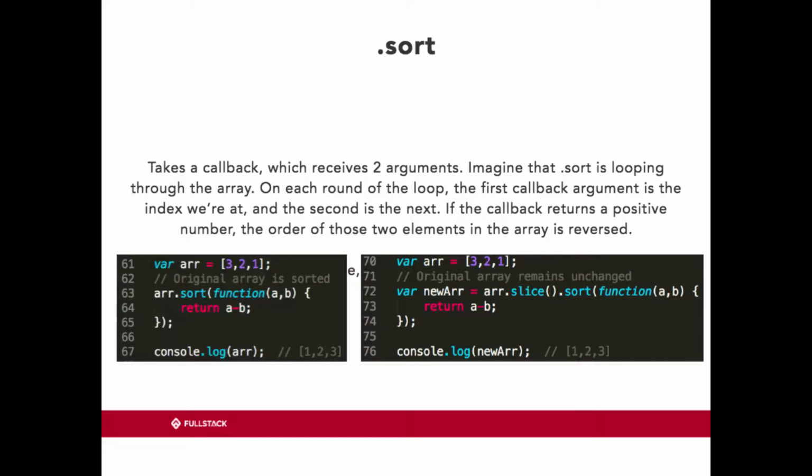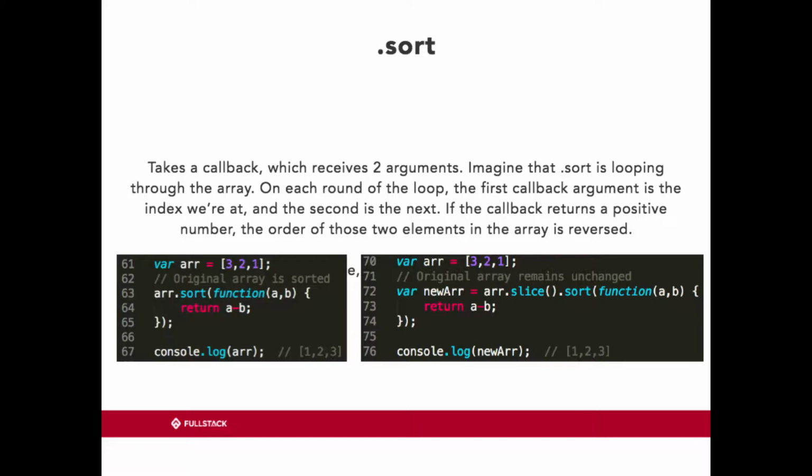2 minus 3, that gives me a negative 1, right? So I don't need to move it. Cool. Next number. 3 and 1. Does that give me a positive number? It does. So I need to change those 2 now. So now I'm at 2, 1, 3. I start from the beginning. 2 and 1. 2 minus 1. Does that give me a positive number? Yes. That means I need to switch those 2. So now I'm at 1, 2, 3.